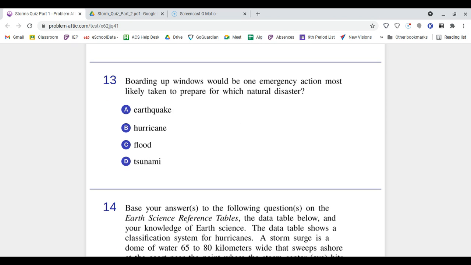Number 13. Boarding up windows would be one emergency action most likely taken to prepare for which natural disaster? Boarding up your windows. Would it be an earthquake, hurricane, flood, or tsunami?